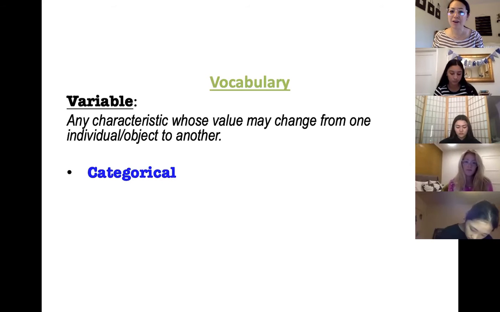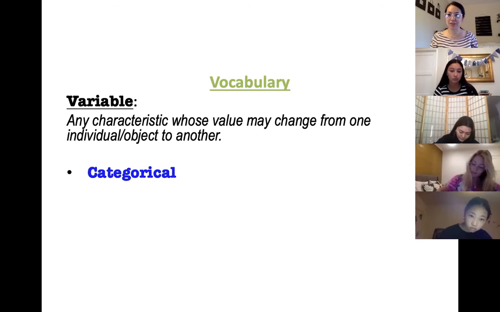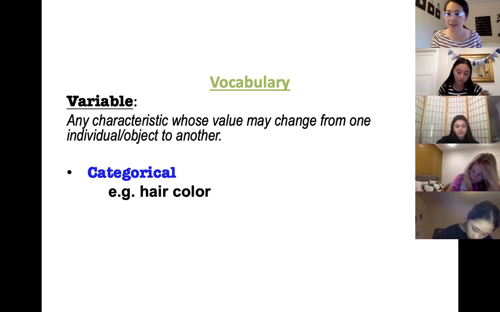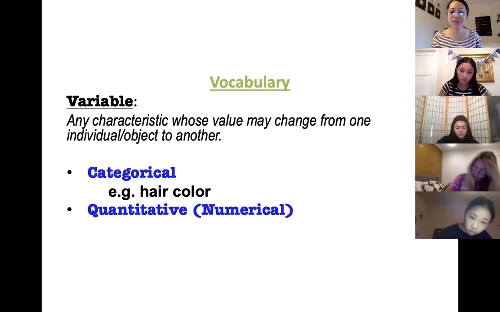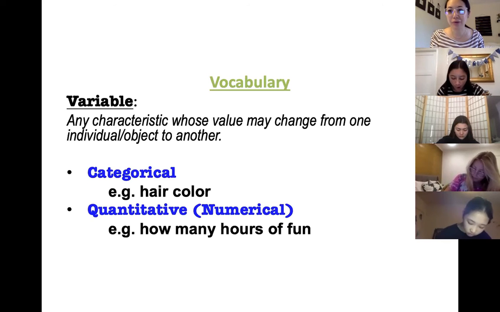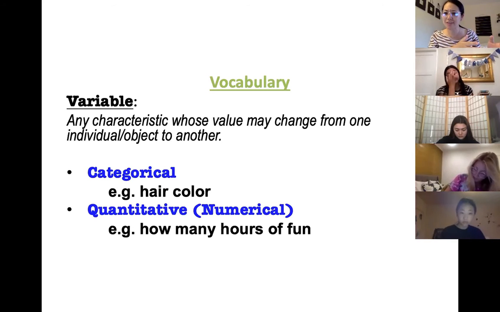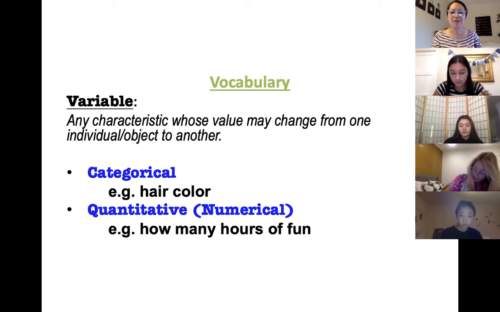Now, speaking of variables, there's two different types of variables we're going to talk about in this class. There's categorical. For example, hair color is categorical. And there's also numerical, which we sometimes say quantitative, we sometimes say numerical. Those are interchangeable. Those mean the same thing. So how many hours of fun would be a quantitative or numerical variable. Categorical is just, like, categories.